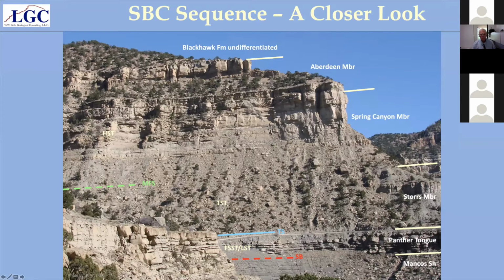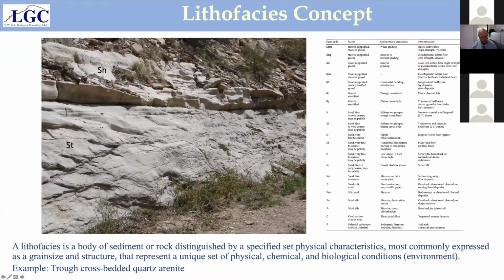All right, so first of all, just really briefly, the concept of a facies, because that's what we're working with here. A facies is basically a body of rock or a body of sediment that has a certain set of physical characteristics that are related to the environment in which it formed, to the physical, chemical, and biological conditions under which it was produced. But we're focusing on the physical aspects. A couple of examples on the left.